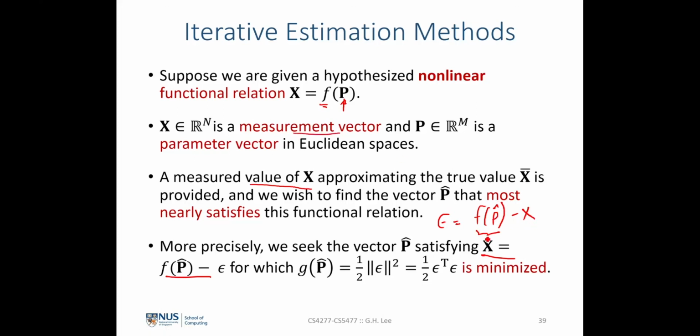What this means is that we want to minimize the error between what we have predicted and what we have observed, denoted as epsilon. And we do this by defining another function, g of p hat, to be equal to half of the norm squared of this error function that we have defined earlier. This can be rewritten into a vector form, which is simply half of epsilon transpose epsilon, where epsilon here is a vector that we obtain from these two terms.